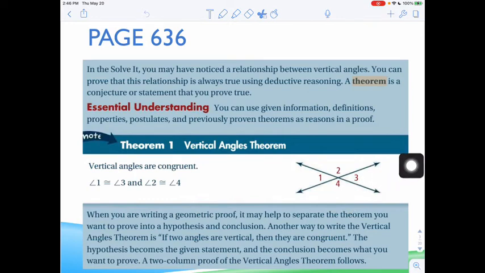When you are writing a geometric proof, it may help to separate the theorem you want to prove into a hypothesis and a conclusion. Another way to write the vertical angles theorem is: if two angles are vertical, then they are congruent. The hypothesis becomes the given statement, and the conclusion becomes what you want to prove. A two-column proof of the vertical angles theorem follows.